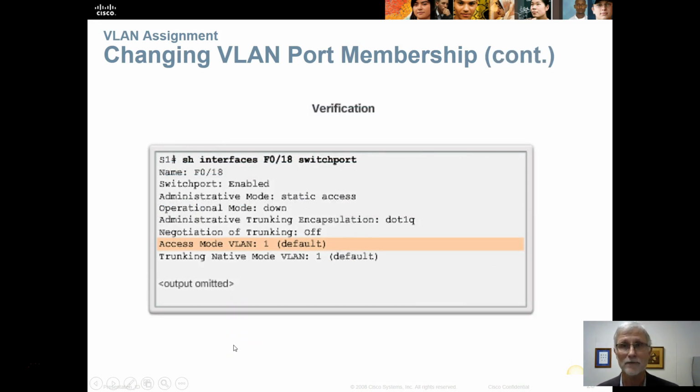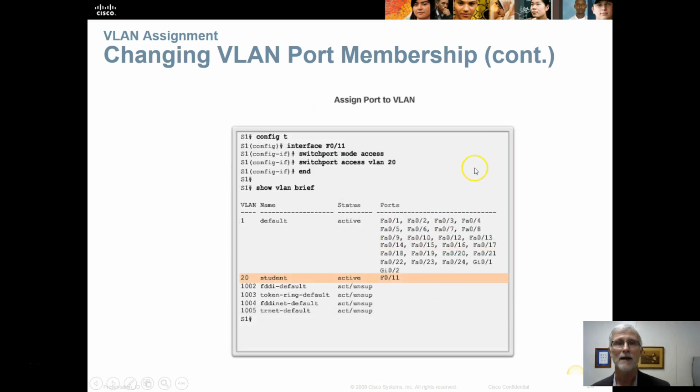Now, how do I verify it? Show interfaces switchport, and it should tell me what my mode is and what options are set. That's how you verify it. You better see it back on VLAN 1, or wherever you set that default VLAN to if you changed it for security purposes. If I want to change the port membership, I just go to the interface, switchport mode access, switchport access VLAN 20, and we're done. Instead of 18, I've got 11, the same thing you saw earlier.